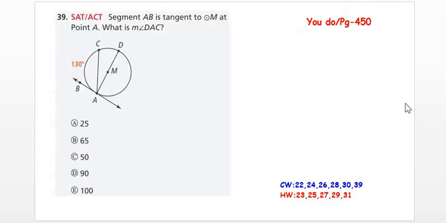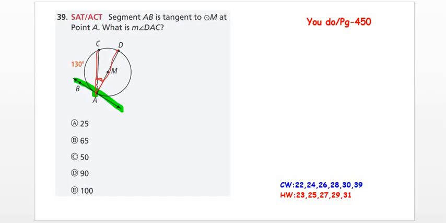Here is the next question. It says a segment AB is tangent to the circle M at point A. So they are talking about this line. This is tangent to the circle at point A. What is the measurement of angle DAC? So they are talking about the angle DAC.